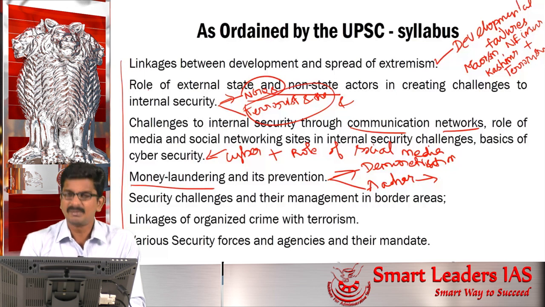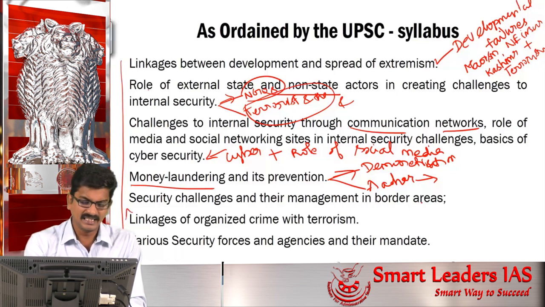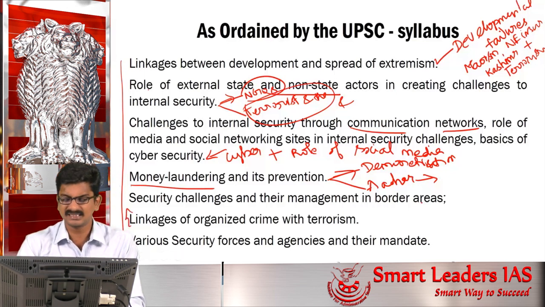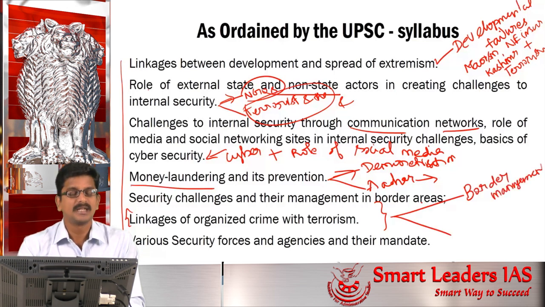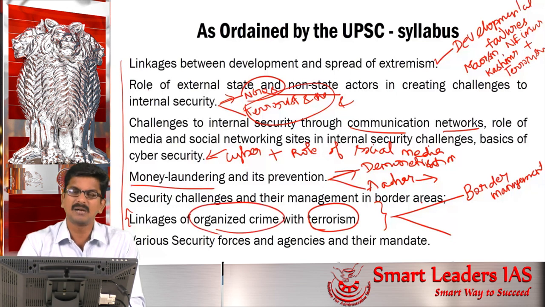Security challenges and their management in border areas and linkages with organized crime. This is kind of linked together. So, this actually speaks about border management once again and the link of organized crime with terrorism. Organized crime is mostly commercial in nature. Terrorism is political in nature.